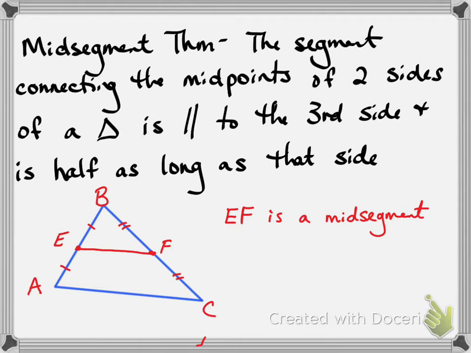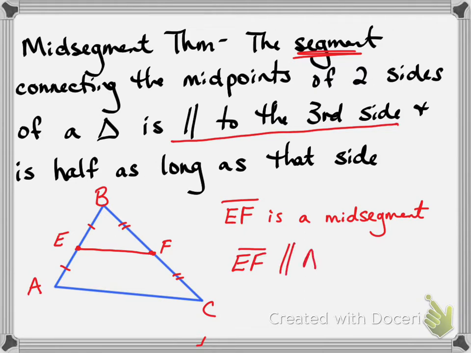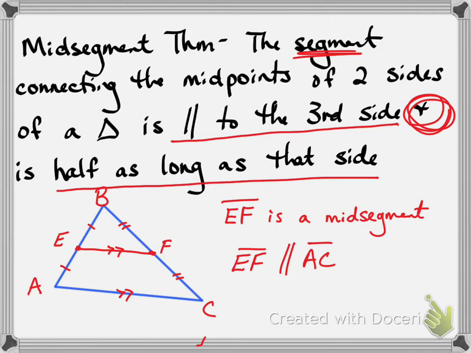According to the theorem, the midsegment, the segment that connects those midpoints, is parallel to the third side. So side EF is parallel to the third side. It's the other side that we're not using. So it's parallel to AC. And we can see that would be true. And it is half as long as that side. That means EF is half as long as side AC.